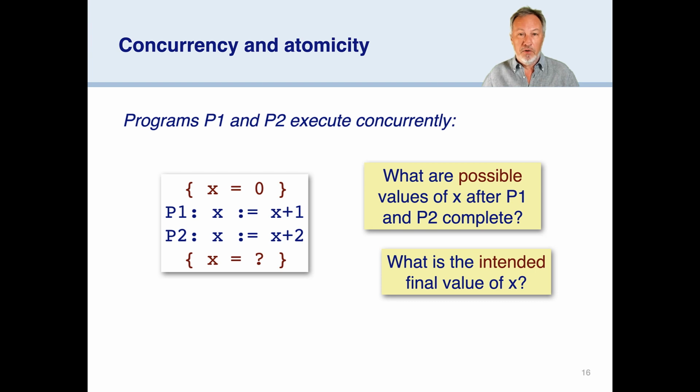So have a careful look at that. It's pretty clear that one possible thing that could happen is that we simply execute P1 and P2 sequentially, so in one particular order, and the result is x equals 3 at the end. And perhaps that's the intended final value. But there are all sorts of other things that can happen. So how many possible values can you imagine getting for x in the end?